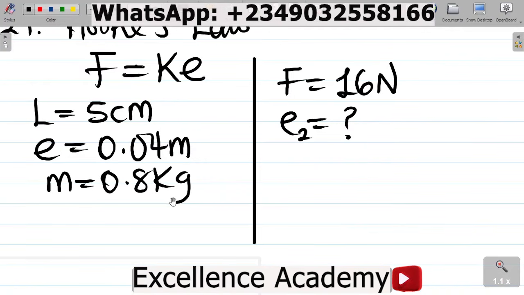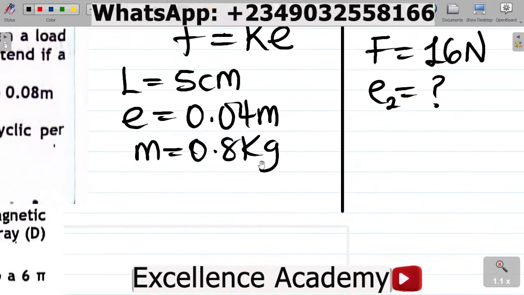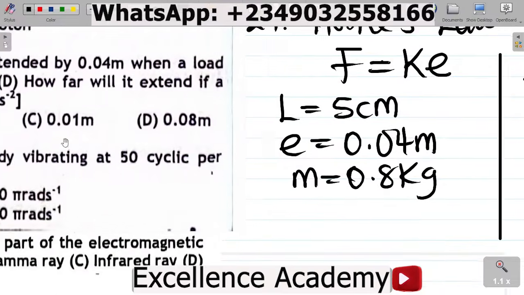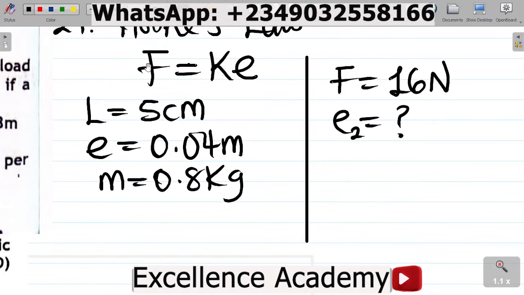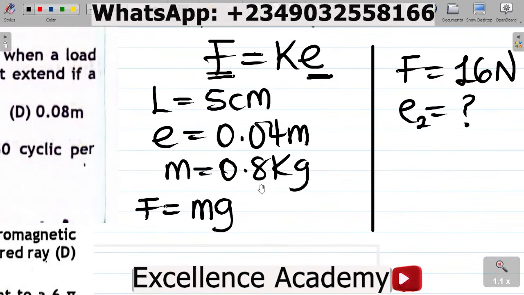Now, the question would be, if I already have extension here, why am I now asked to find another extension? If you look at this question, observe that they said when a load of 0.8 kilogram, this load here still represents a force. So the first thing we want to do is, in this first part, you have the value for extension. Technically, you have the value for force because we can get force by saying force is equal to what there? Mass times gravity. You now see why you are given the value of gravity here, right? So let's get the force in this first part.